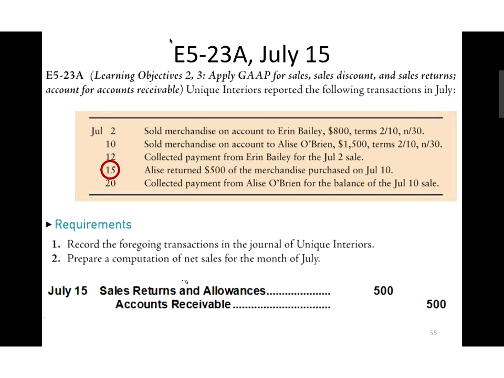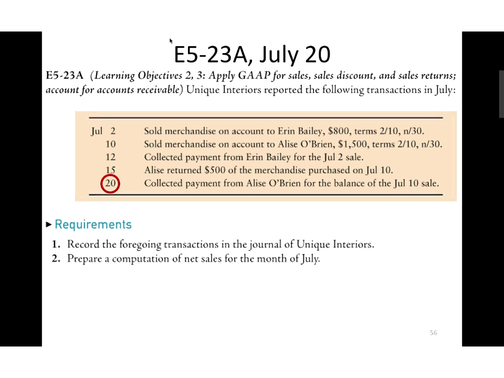Our next transaction is probably the most challenging one of all of these. We collected payment for the balance of the July 10th sale. Now we have to do a little bit of work for this one, because notice it says balance. That's pretty key here. She bought $1,500 worth of stuff on July 10th, but she returned $500 of it on the 15th. So her balance is $1,000.